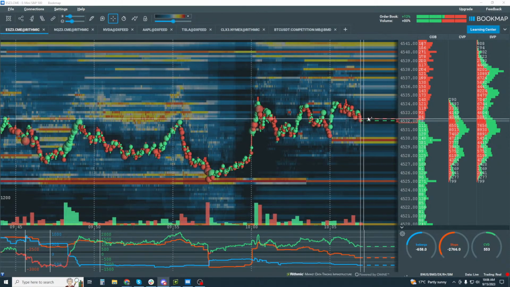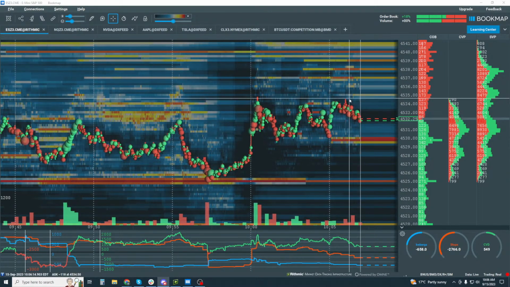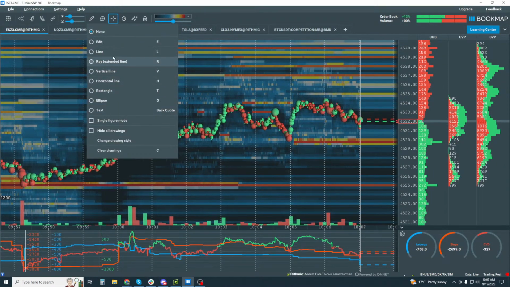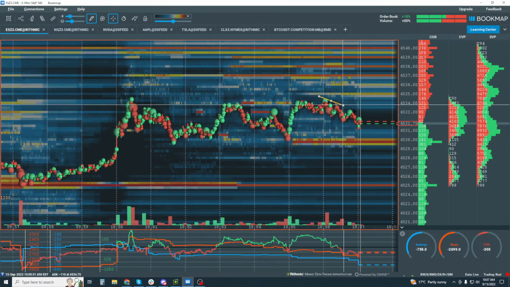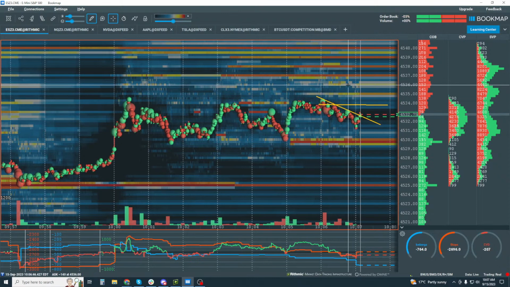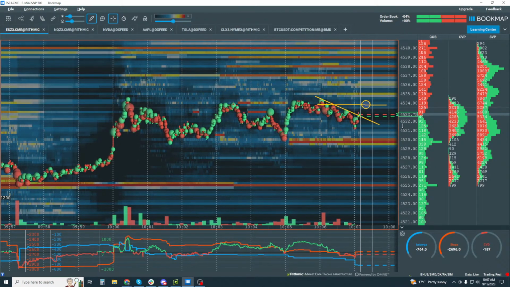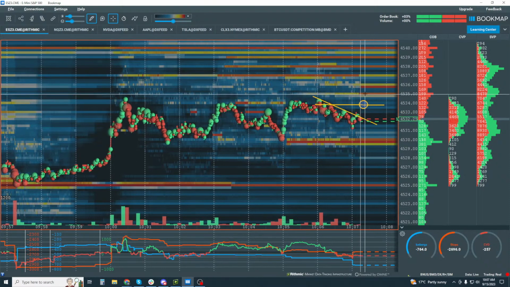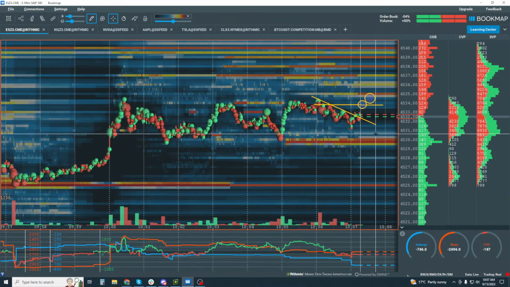Now we would be looking, let's just go through a setup in here, what we'd be looking for. Okay, we'd be looking for up here. This is where we want to see our green dots. Okay, we want to see buyers come in here. What we would also like to see is big green dots up here.